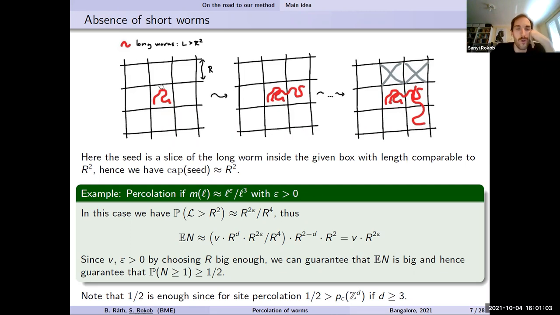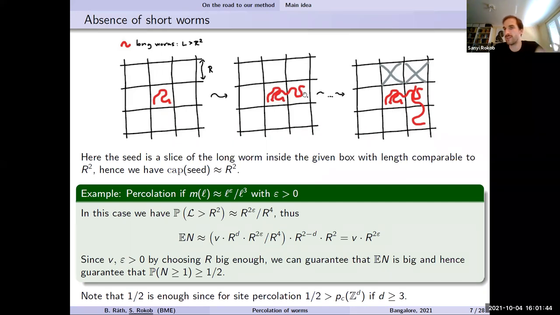So what's happening here, I draw a picture, hopefully it's understandable. For the first seed, there is some long worm with length around R squared. For the next step, we consider this box, and we hope for a long worm which hits the previous seed, that long worm inside that box, in such a way that inside this newly considered box, there is a segment of this long worm which is of length L squared.